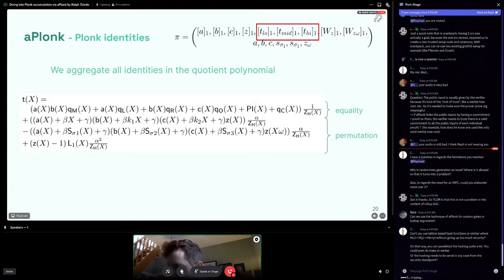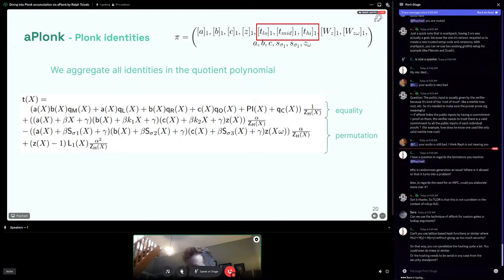Continuous lattice-based hash functions are similar without giving up too much security. In that way, you could parallelize the hashing quite a lot. You would have to do trees or similar, or the hashing would have to be serial, from the security standpoint.